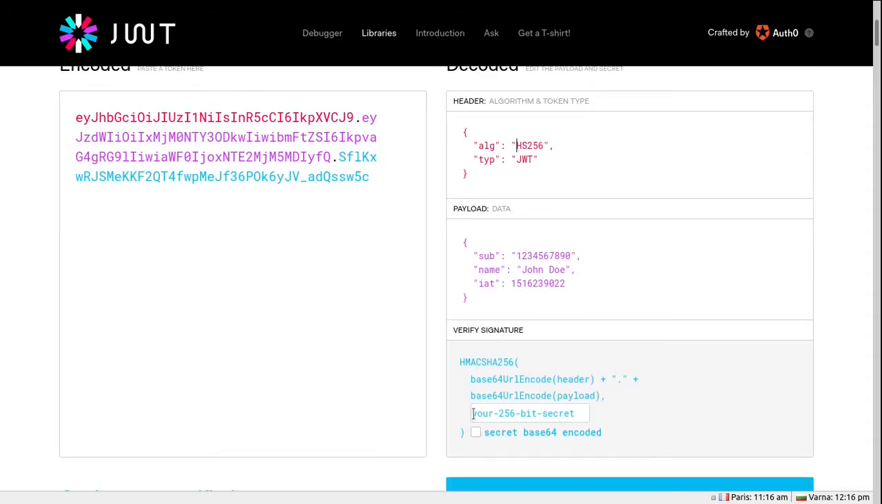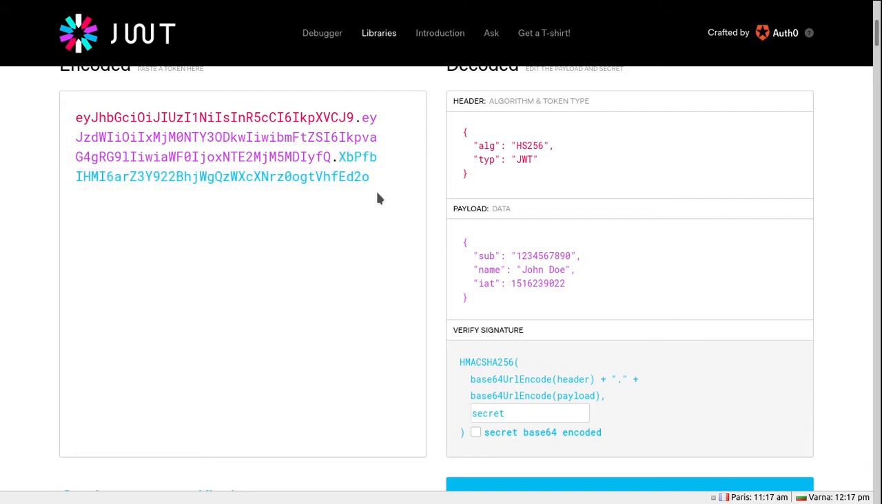As you can see here, we have one secret which we can change. And this secret is shared between the server and the client. When we change the secret, the signature verification also changes, because it uses the header and the payload, encoding them, and also using our secret in order to construct the whole signature verification.